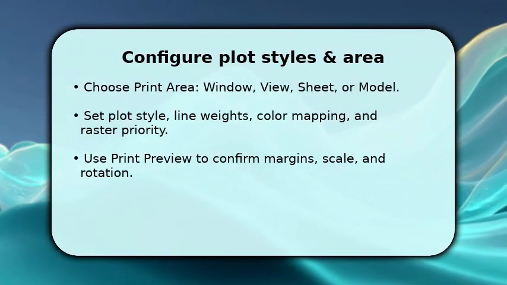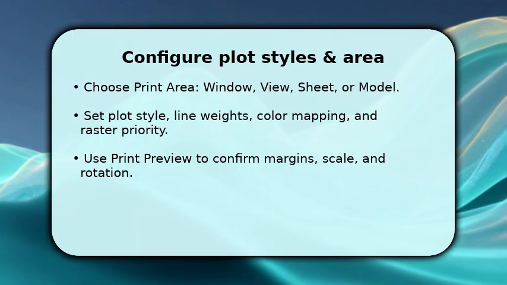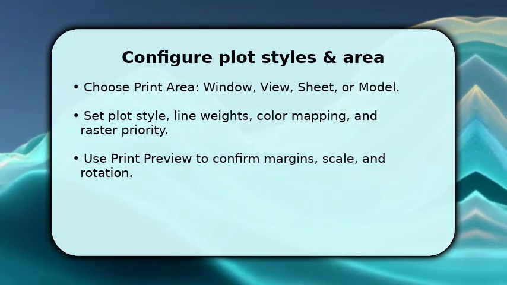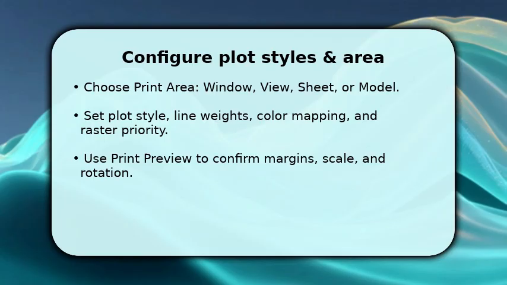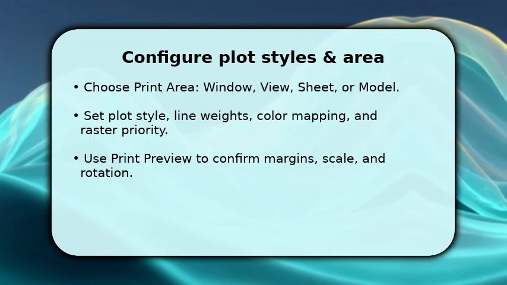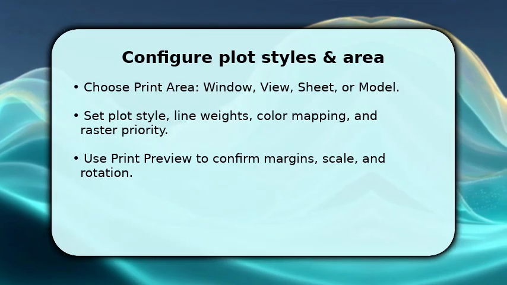Next, you define exactly what will print by selecting the print area, window, view, sheet, or model, depending on your layout. Then configure plot styles, line weights, color mapping, and whether raster images print above or below vectors, because those choices impact legibility and file size. Make sure rotation and paper offsets are correct to avoid clipping.